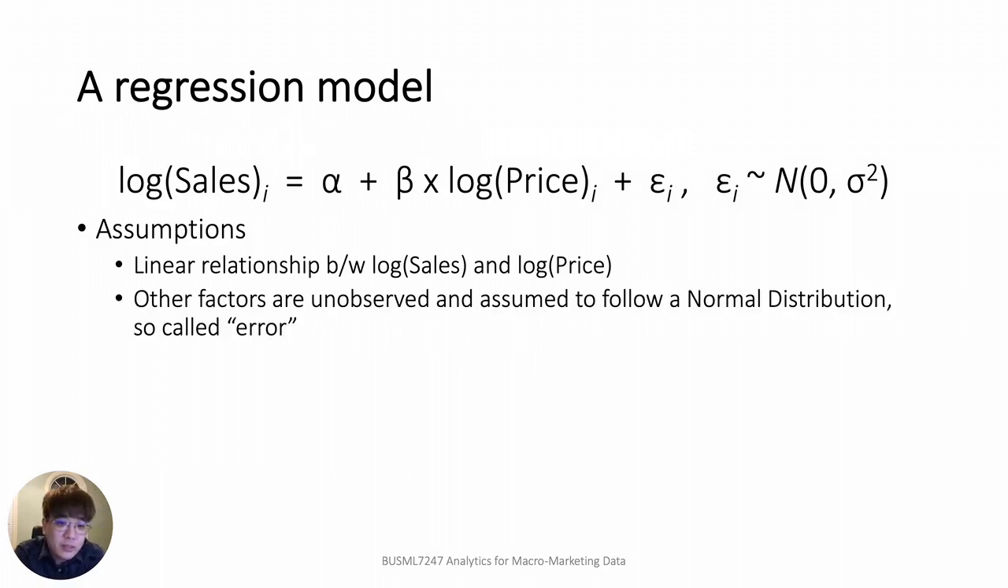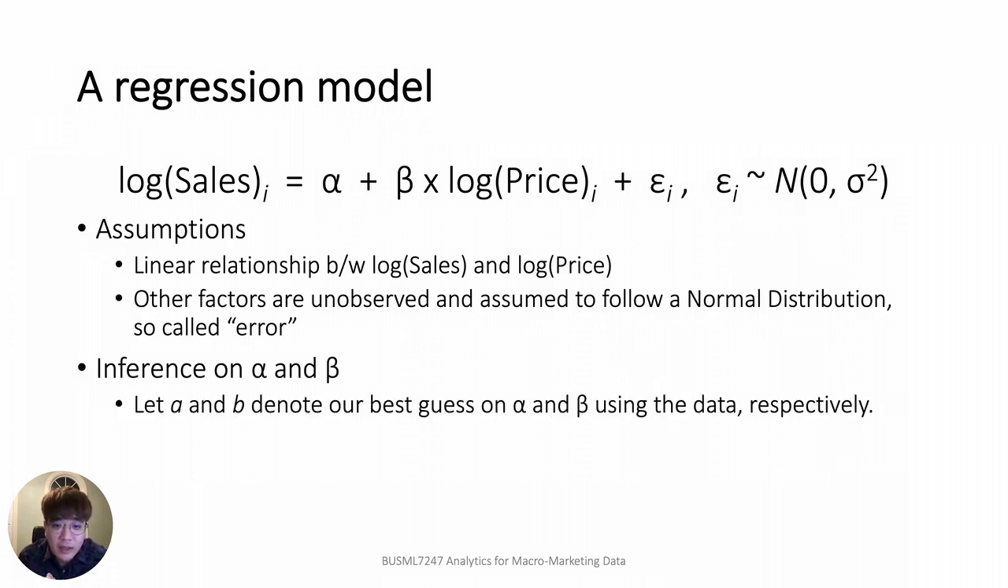Second, there could be some other factors which are unobserved in the regression. Those unobserved factors are assumed to follow a normal distribution, and this term is called an error. Sigma squared, which is called variance, captures the size of this error. Then, our goal is to infer the values of alpha and beta from data. Let A and B denote our best guess on alpha and beta using the data.